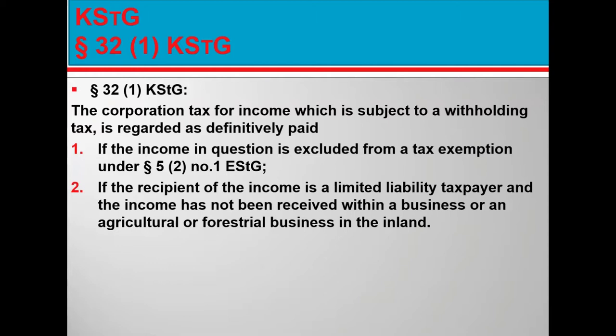Okay, here we have it now again, but now in the version of 32 KStG. The corporation tax for income which is subject to withholding tax is regarded as definitively and correctly paid if the income in question is excluded from a tax exemption of an inland corporation, not our case, or if the recipient of the income is a limited liability taxpayer and the income has not been received within a business in the inland. That's our case. 32.1, number 2.